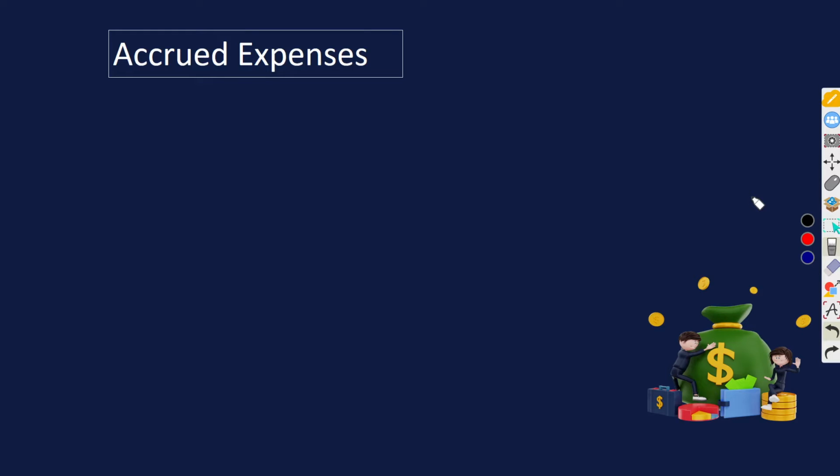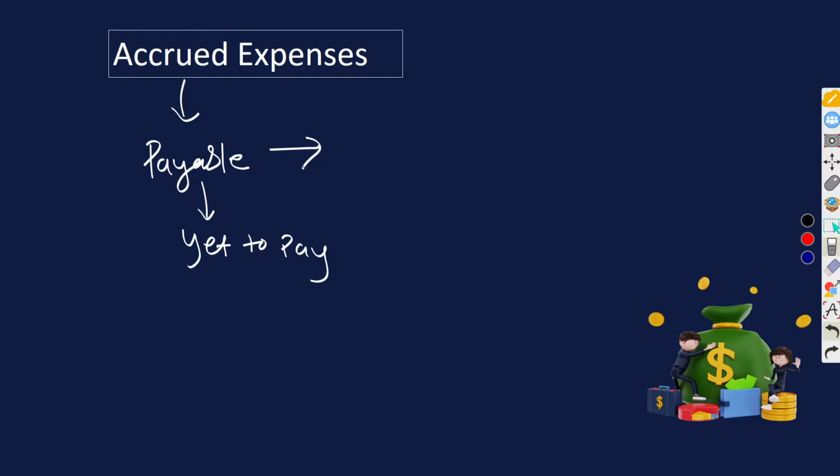Okay, all right. So in our previous video, we discussed prepaid expenses, but in this video, we are going to discuss accrued expenses. Accrued means, in other words, payable expenses, which we call accrued expenses. Payable means which is yet to be paid. In Hindi, you would say udhari, which you need to pay in future.